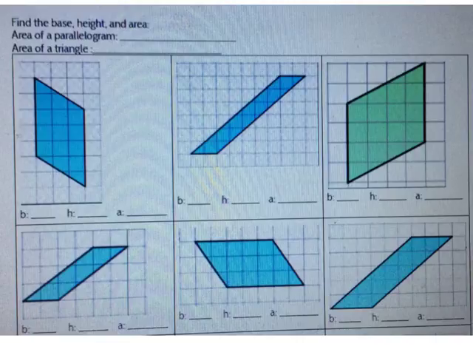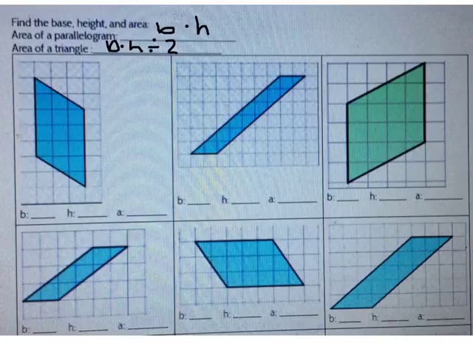Now, let's find the area of some parallelograms, triangles, and trapezoids. Remember, to find the area of a parallelogram, all I do is multiply base times height. To find the area of a triangle, that's half a parallelogram, so I multiply base times height, and then divide by 2. I only divide for triangles, not for parallelograms. Let's start with the first parallelogram. Find the base, height, and area.